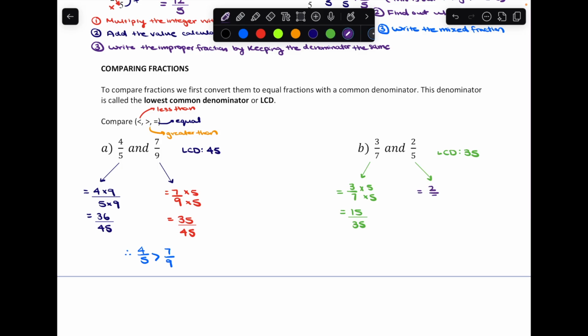Then we have 2 over 5. To get to our lowest common denominator of 35, we need to multiply the top by 7 and the bottom by 7. 2 times 7 will give us 14, and 5 times 7 will give us our lowest common denominator of 35. So here we see that 15 is going to be greater than 14, which means that 3 over 7 is going to be greater than 2 over 5.